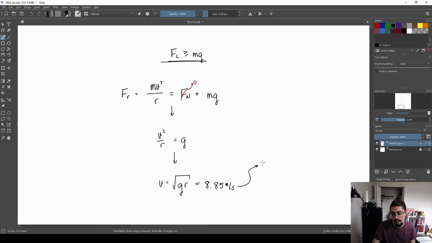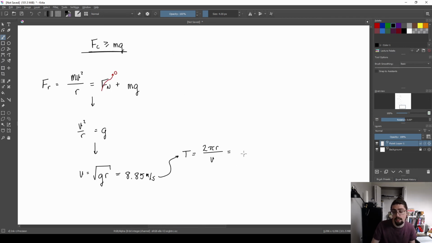And if we translate that into the period, it's supposed to be equal to 2 pi r divided by v. That means the minimum time, or the maximum time, I should say. The maximum time for that period is 5.68 seconds.